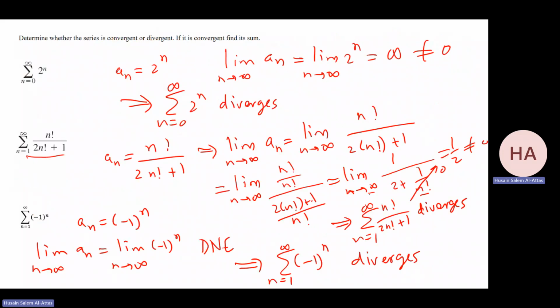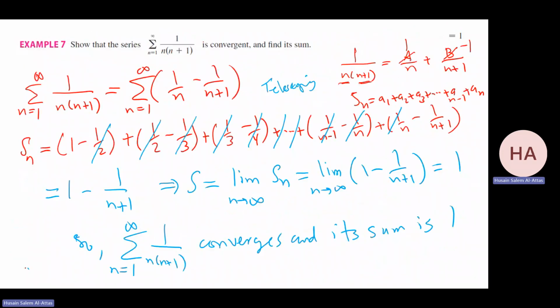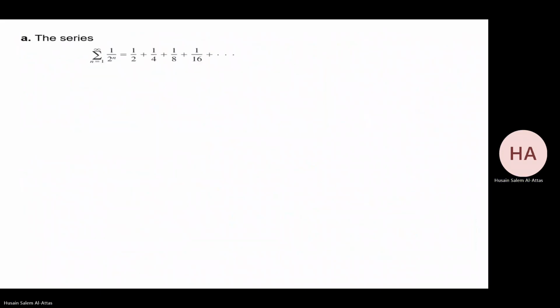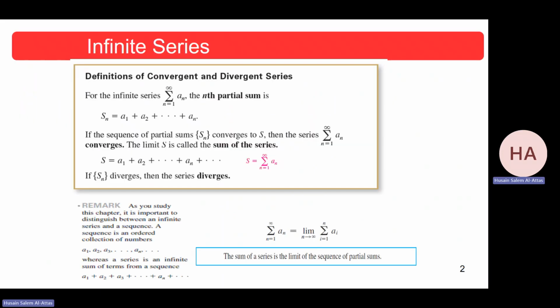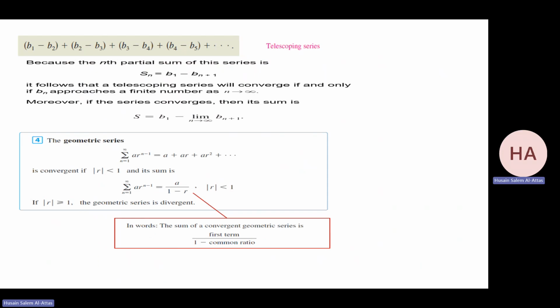As I said, mainly we have three things. We have the main definition, which is the nth partial sum, Sn. If this sequence of partial sums converges to S, then we say the series converges and its limit, or the sum of the series, is equal to S, which is the limit of that sequence of partial sums. If the sequence diverges, then the series diverges. And we have telescoping series, and we have geometric series, and we need to deal with them.